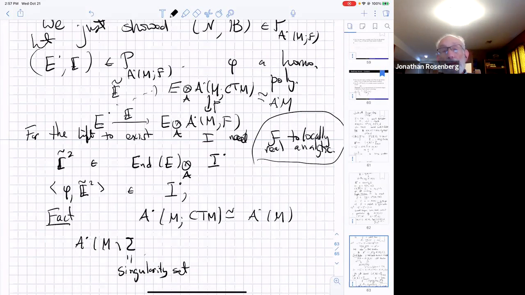This is a condition that was told to me by Nigel, but I looked it up and it's actually in the paper by Laurent Jeanjou, Laveau, and Strobel.